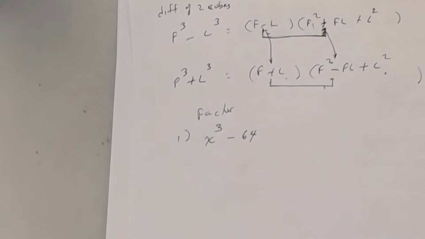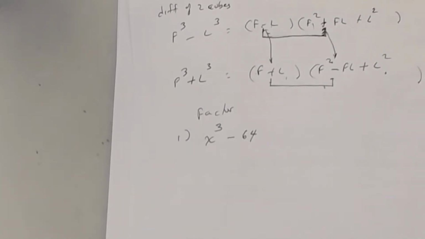What's the GCF? 1. How many terms do you see? 2. What sign's in the middle? Negative. All right, now you ask yourself, is this the difference of two squares, or could this be the difference of two cubes? What do you think?